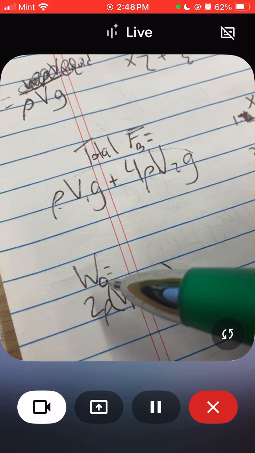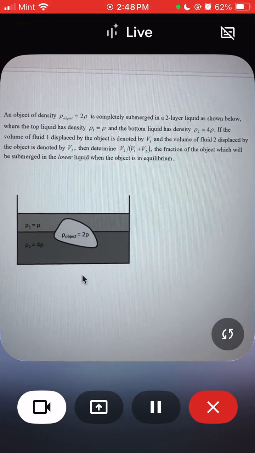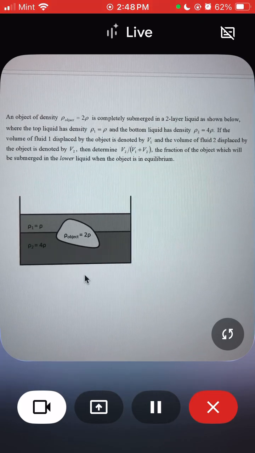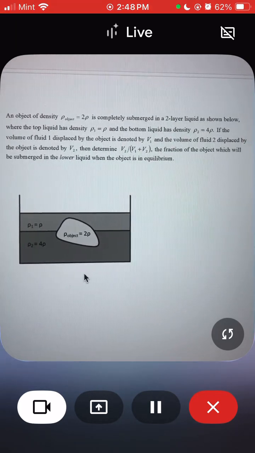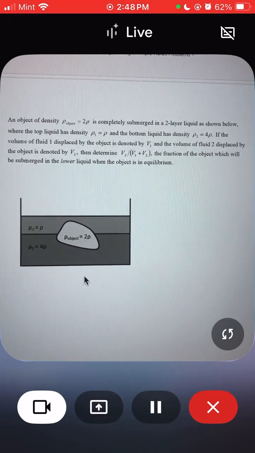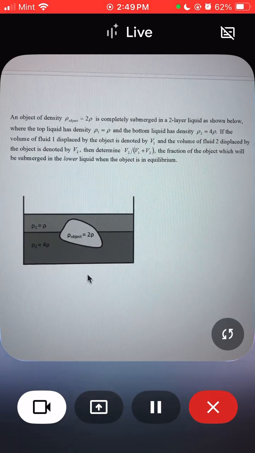of the object. And if it's not moving, then, and I guess that's in here, as shown below, top liquid, assuming that this thing is just like neutral. If the volume of liquid 1 displaced is V1 and the volume of liquid 2 is V2, determine V2 over the sum of V1 plus V2, the fraction of the object which is submerged.